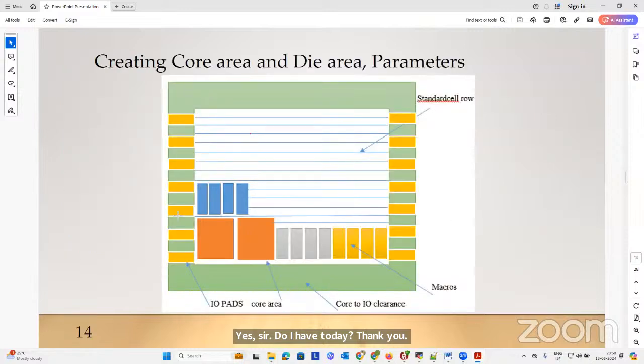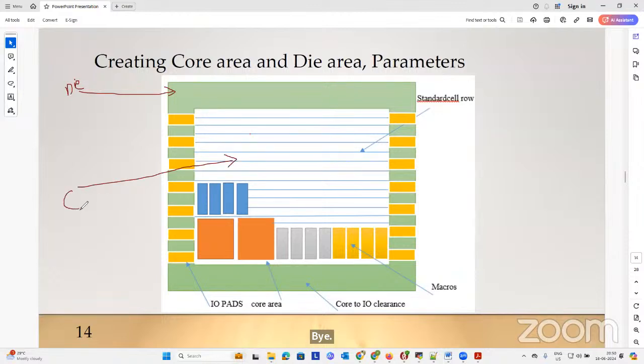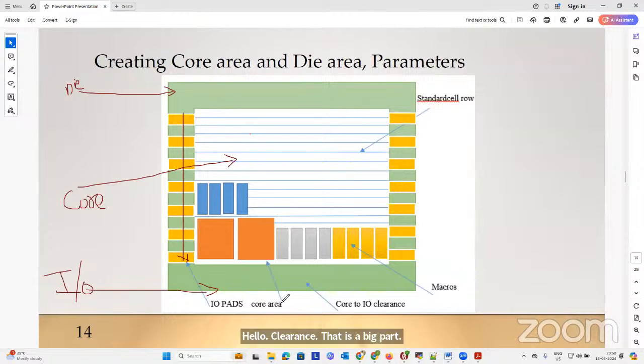So this is how we are going to do the floor plan. So this is the die. And these all are IO pads. And this is IO clearance. That is nothing but 4 to die area.